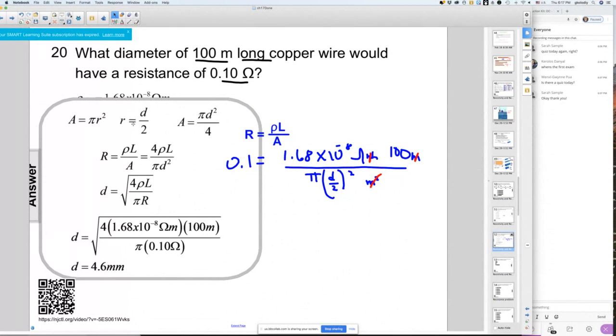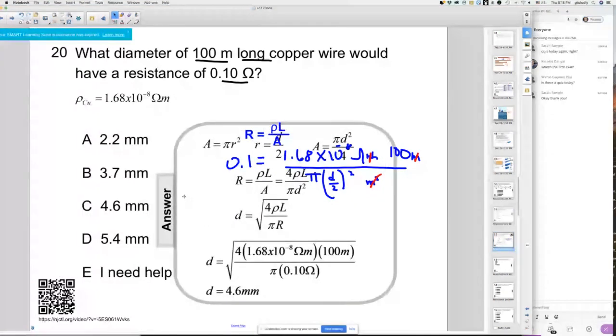Okay, so we're using this, the area is pi r squared, r is d over 2. And if you solve that equation for d, don't forget you've got to take the square root. You will wind up with d being this, and putting in all the variables that we just had, it comes out to 4.6 millimeters. So this will actually come out to 4.6 times 10 to the minus 3 meters. But it could be done.